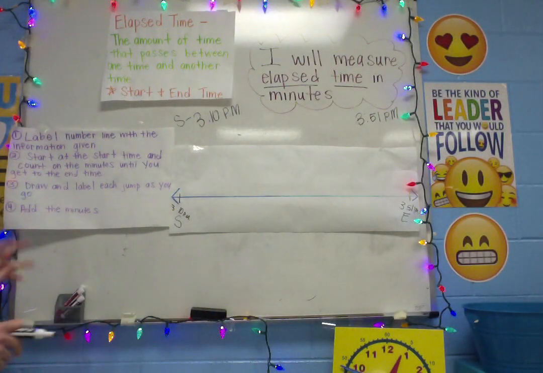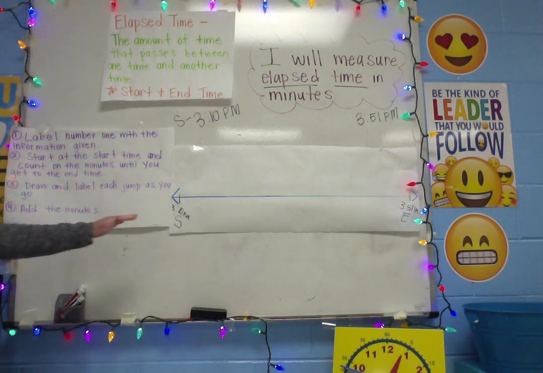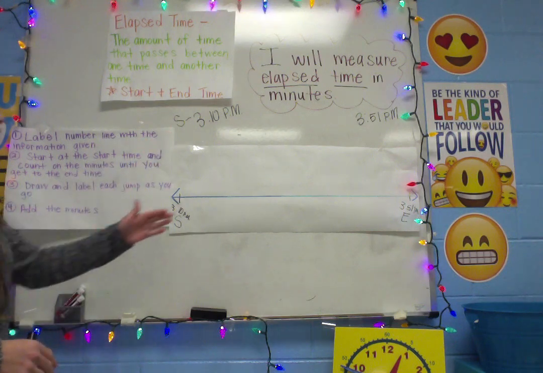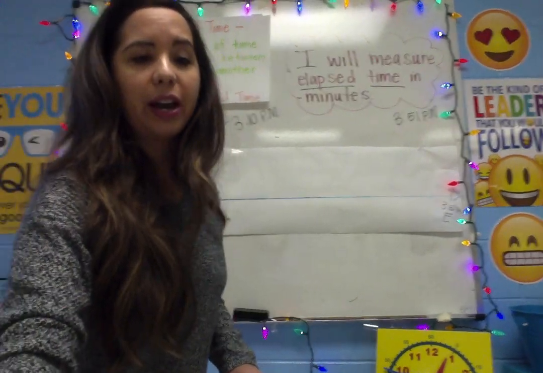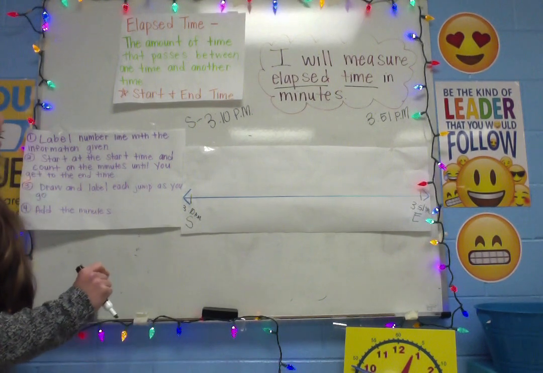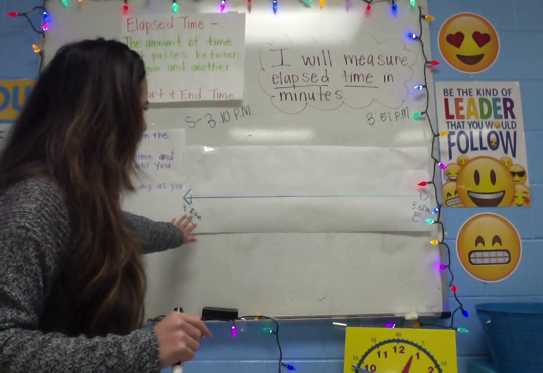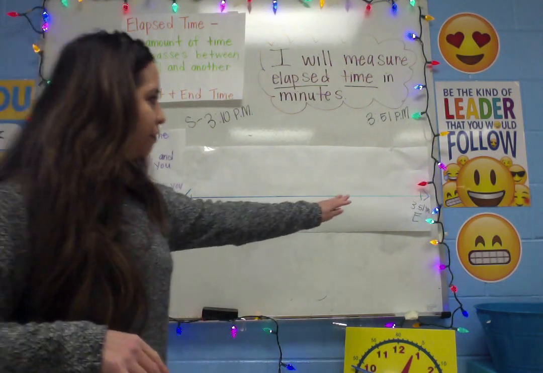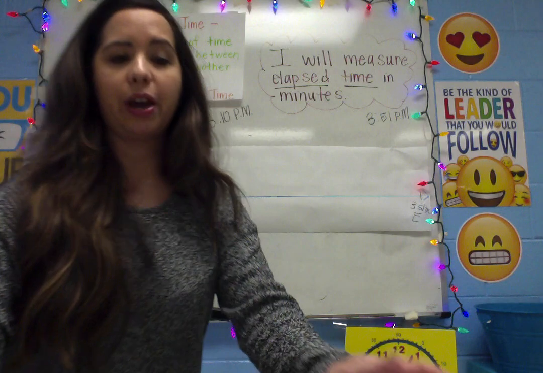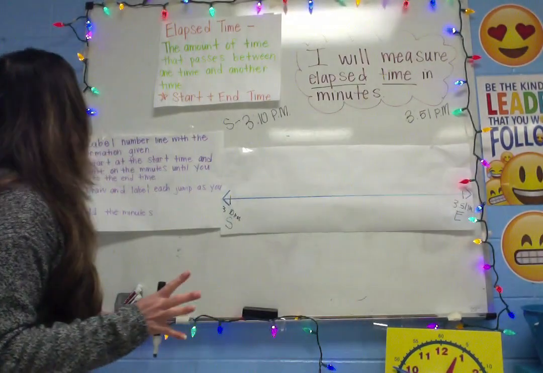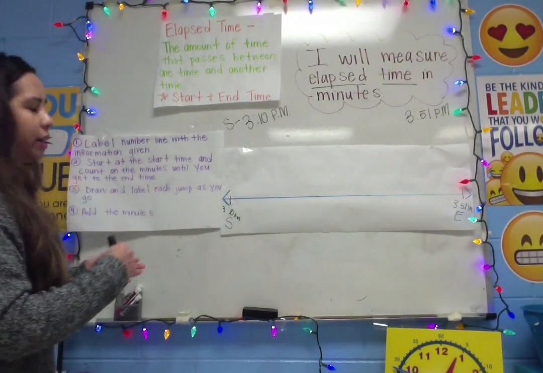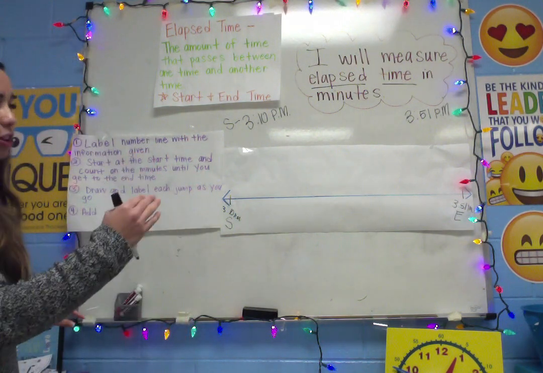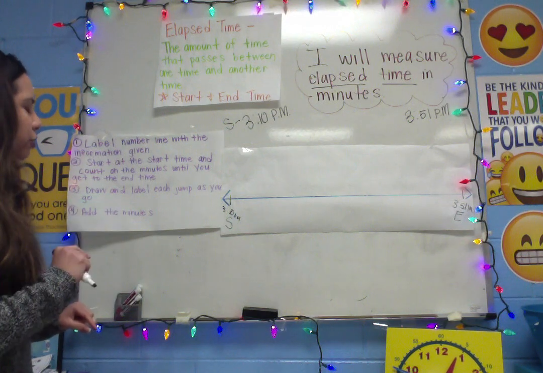Okay, so the second thing you want to do is start, of course, at your start time, and you're going to continue to count on the minutes until you reach the end time, of course, okay? So for this one, since it starts at 3:10 and ends at 3:51, for right now I'm going to count by tens. And then eventually I'm going to count up by ones, okay? Now, it's important, as you are counting on, you need to draw and label each jump as you go. So let me show you what that looks like.